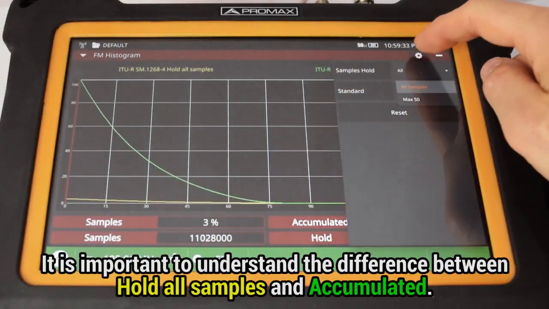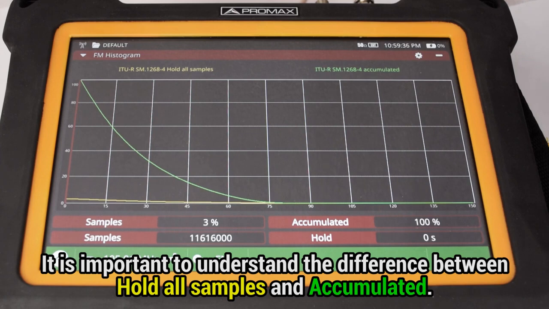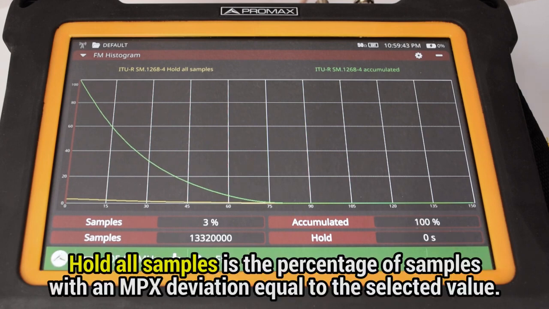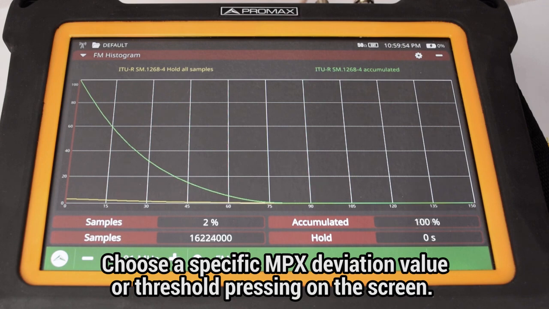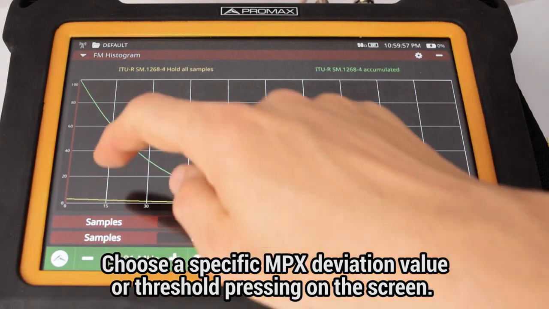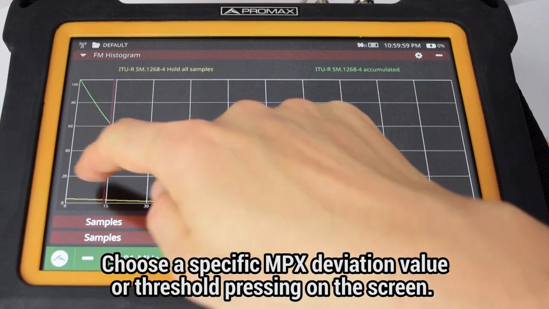graphs. It is important to understand the difference between the hold all samples graph in yellow and the accumulated graph in green. The hold all samples graph tells us the percentage of samples with an MPX deviation equal to the selected value, while the accumulated graph tells us the percentage of samples with an MPX deviation value higher than the selected threshold. To choose a specific MPX deviation value or threshold, we must press directly on the screen.